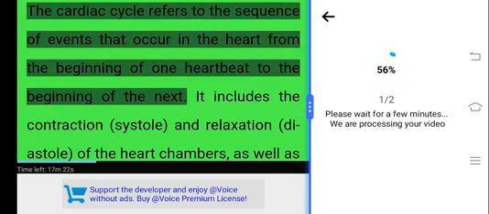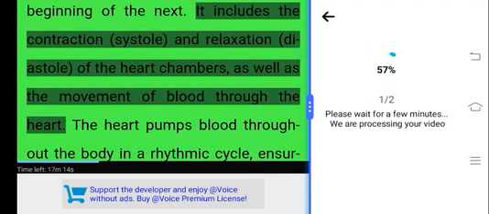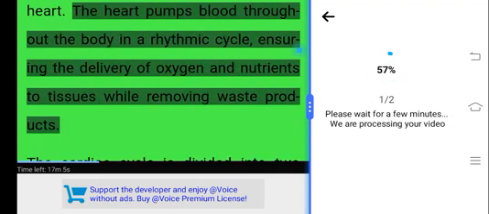The cardiac cycle refers to the sequence of events that occur in the heart from the beginning of one heartbeat to the beginning of the next. It includes the contraction (systole) and relaxation (diastole) of the heart chambers, as well as the movement of blood through the heart. The heart pumps blood throughout the body in a rhythmic cycle, ensuring the delivery of oxygen and nutrients to tissues while removing waste products.